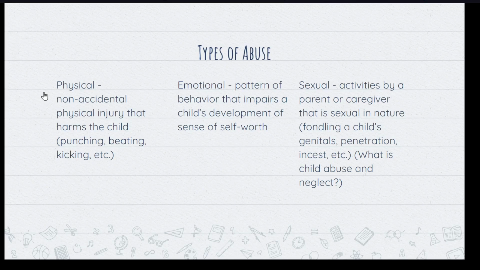Emotional, these are patterns of behavior that impair the child's development of sense of self-worth. Sexual, this can be activities by a parent or caregiver that are sexual in nature. This could be fondling a child's genitals, penetration, incest, etc. And any of these can fall under the parent or caregiver. That is just specifically pointed out as a parent or caregiver.